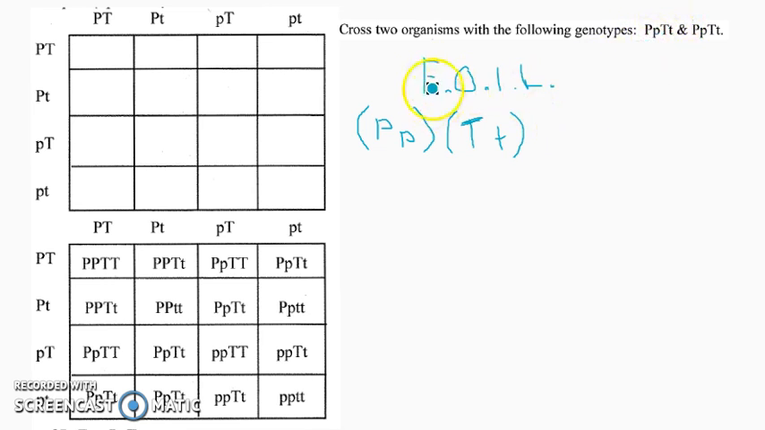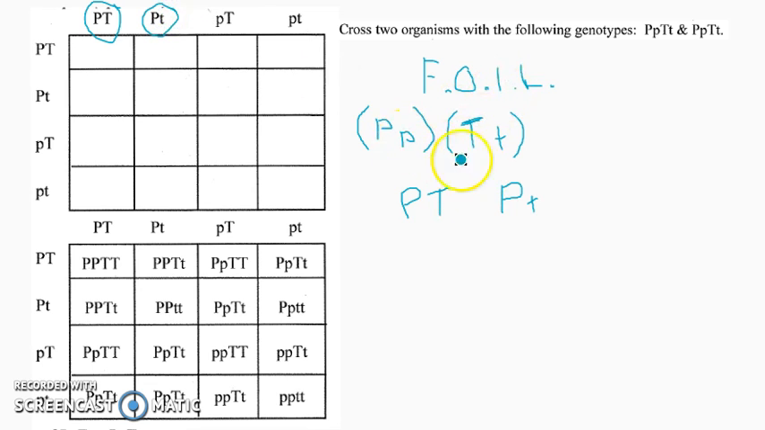And we're going to multiply the first of each pair together. So capital P and capital T. That gives us this guy. Then we're going to do outer. Capital P, and on the other outside is lowercase t. Capital P and lowercase t. Look at that. Capital P, lowercase t.